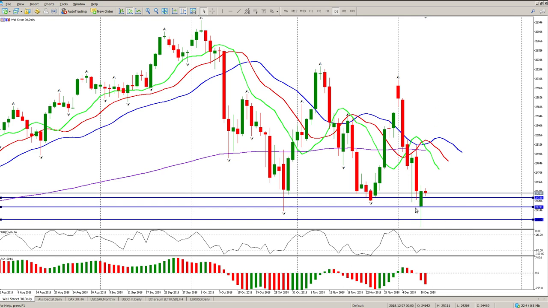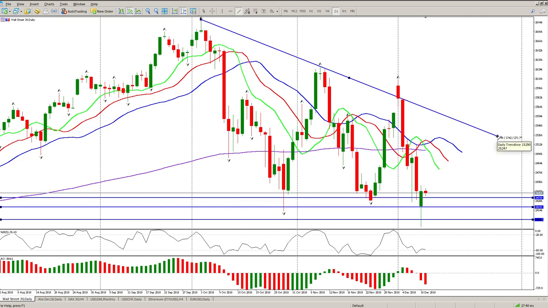Could be another turn back to the top of this range, or alternatively, it could just consolidate back up to a decent retracement and then pull back down. But there are a few other things that we can see.